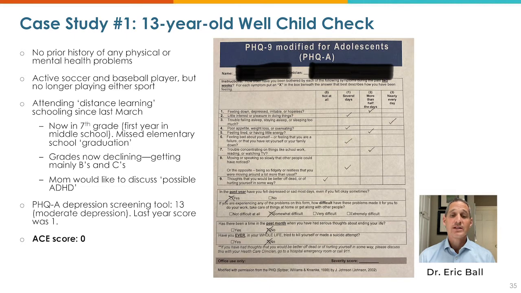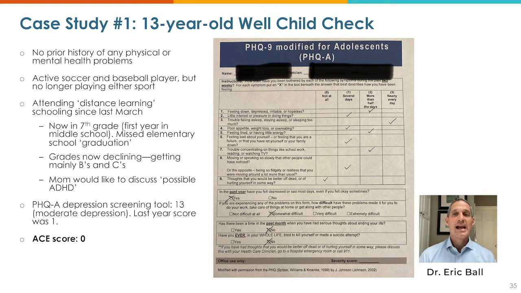He was spending most of his time indoors playing video games and hanging with himself in his bedroom. He's been distance learning since late March, so almost a year now, and he's in 7th grade. This is the first year he's been in middle school, and he's found the transition quite difficult. He was very sad that he missed his elementary school graduation, and mom thought he might have ADHD because he was previously a straight A student and now is getting B's and C's.